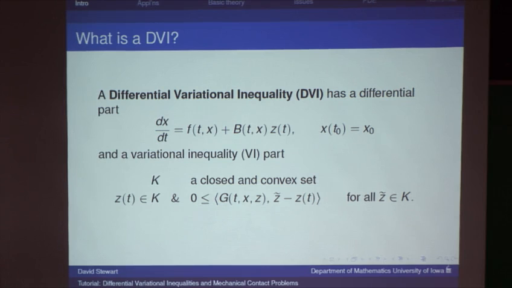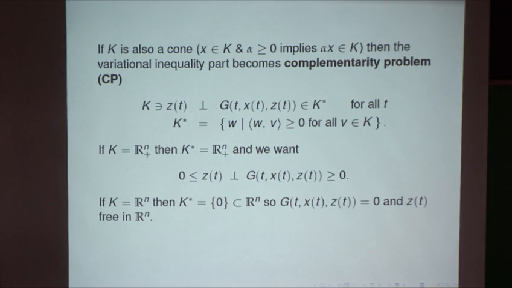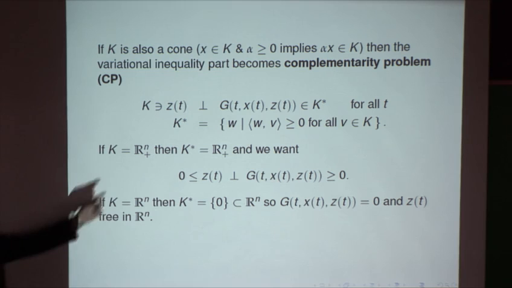Now, variational inequalities arise in, for example, convex optimization. They're also related to complementarity problems if the set K is a cone. That is, if you take a point in the set and multiply it by a non-negative scalar, you still stay within the set. If K is also a cone, then the variational inequality part becomes a complementarity problem. And K star here is what we call the dual cone. In particular, if K is the non-negative orthant of component-wise non-negative vectors, then the dual cone is exactly the same thing.